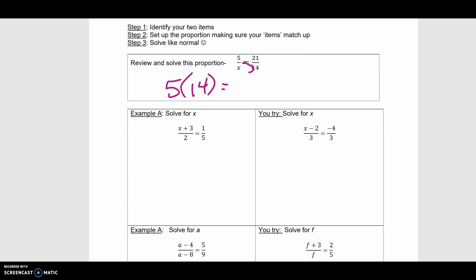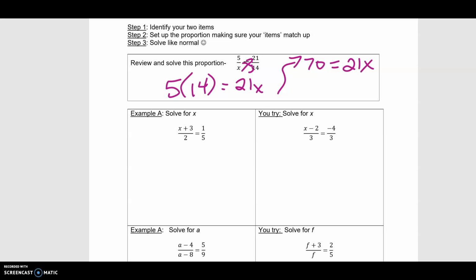And that is going to be equal to what I get when I cross multiply going in the other direction. So from the bottom on the left to the top on the right. So that will be 21 times x. Remember, we always put the number in front of the x. That's our coefficient. So when we do 5 times 14, we're going to get 70. And that will be equal to 21x.